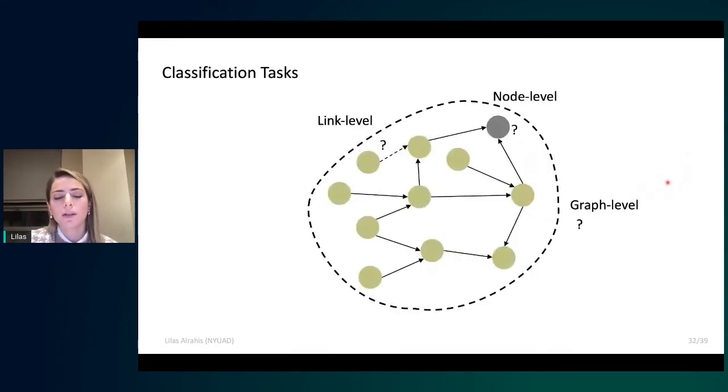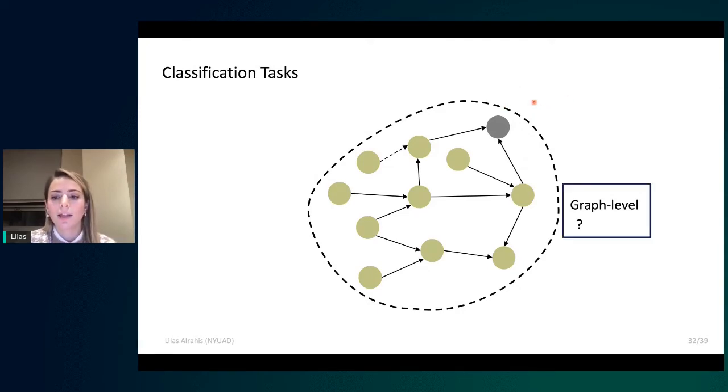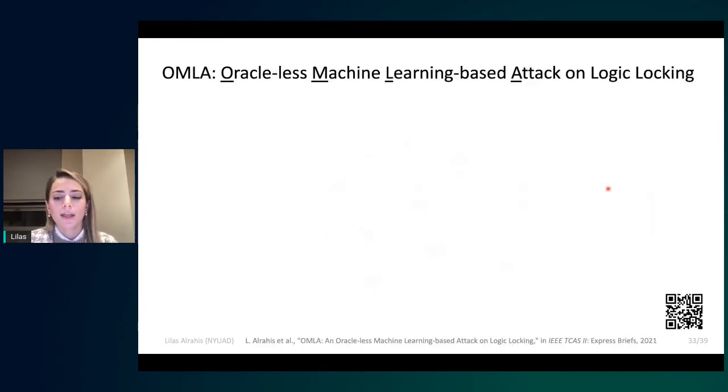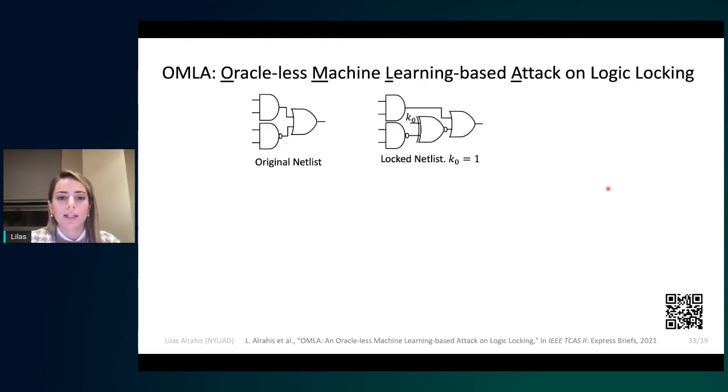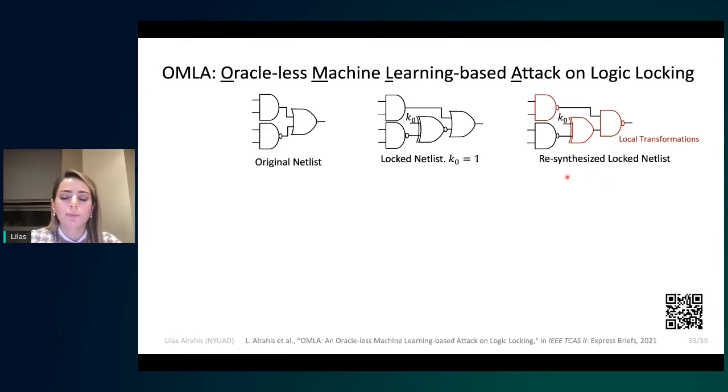So now I am done with discussing the node level applications that we have implemented, and I am going to discuss the graph level. For the graph level, we implemented Omla, an Oracle-less machine learning-based attack on traditional logic locking. If you recall, I showed this example earlier, and I showed that there is a vulnerability in traditional logic locking, that there is a mapping between the added key gate and the correct key bit value, and that we typically perform resynthesis to break this mapping.